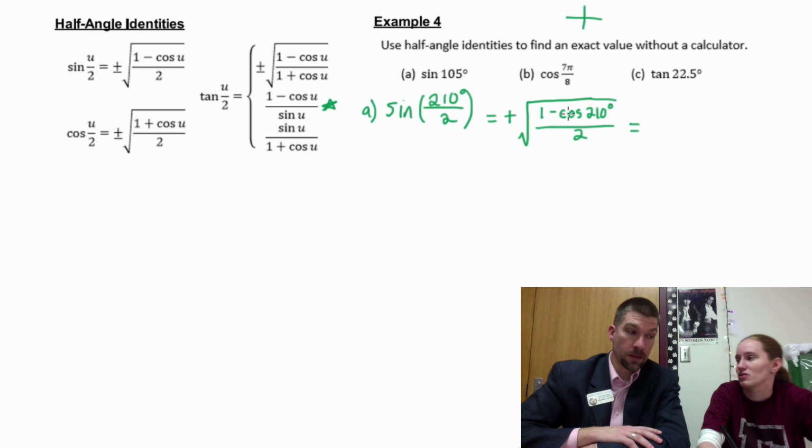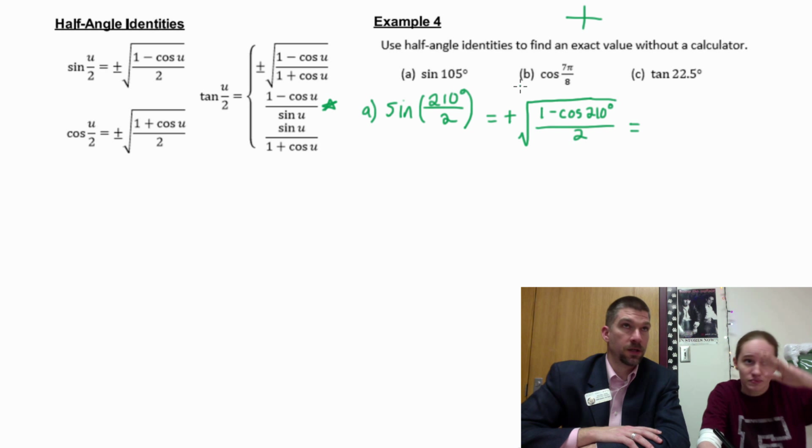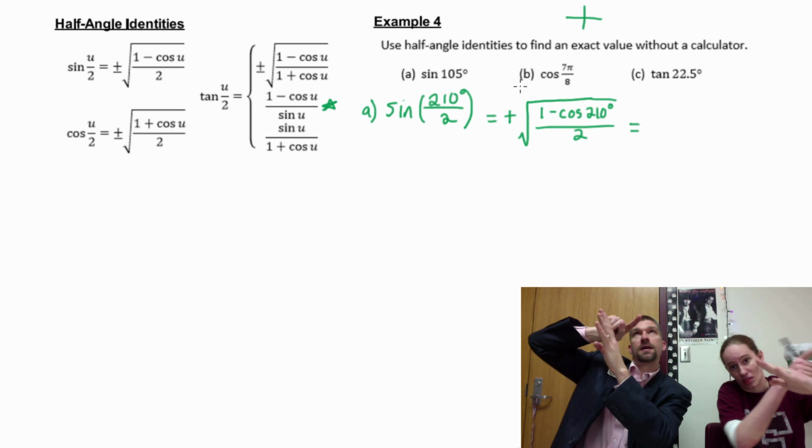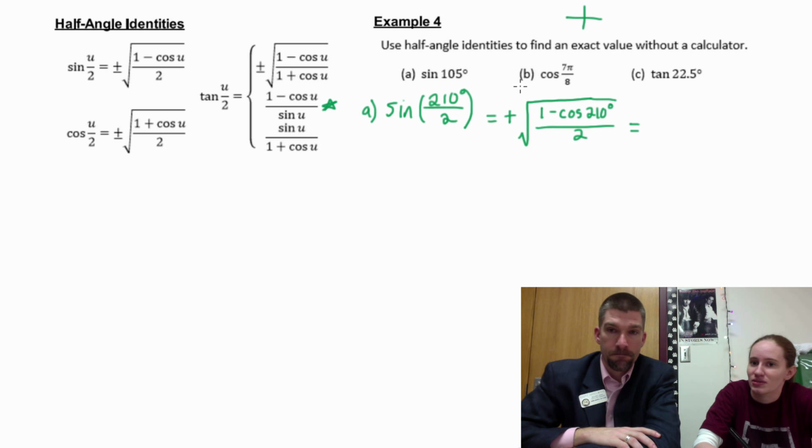Cosine of 210 is on the unit circle and we can find it. Cosine 210, 210's right there, so that's going to be negative square root of 3 over 2.